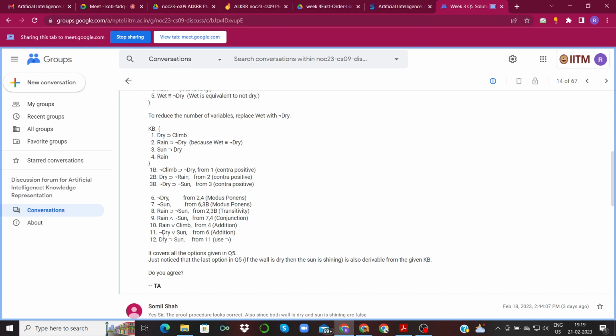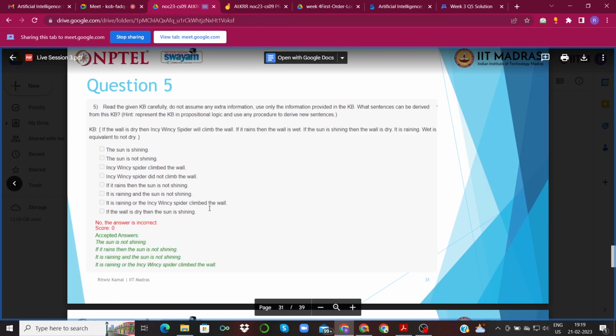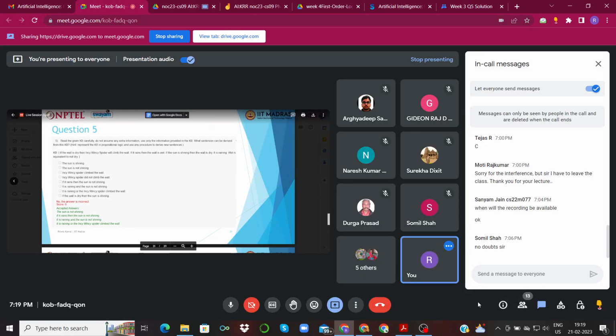So let's just see. We have not try or sun from 6. Right, right. So we can derive try implies sun from 11. Yeah, in that case, that makes sense. Thanks for pointing that out, Naresh as well as Somil.